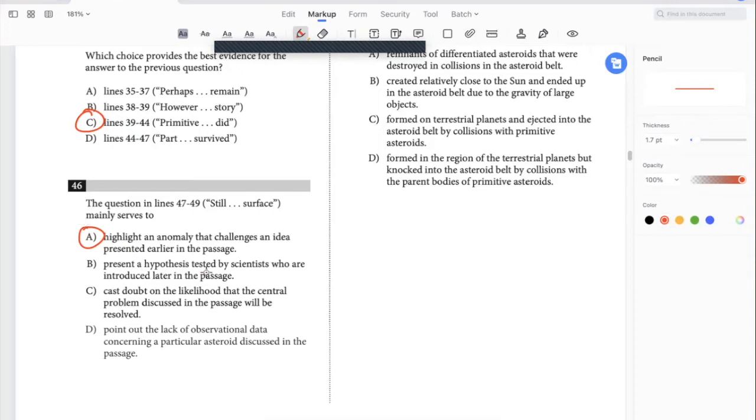This is not a hypothesis that is tested. It is not casting doubt on the likelihood of the problem getting resolved. And this is not about the lack of observational data.